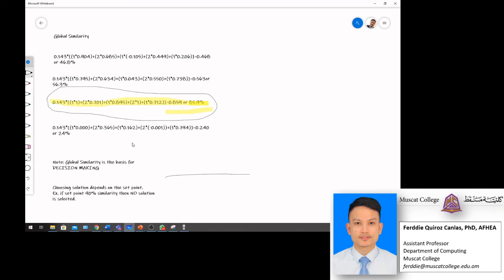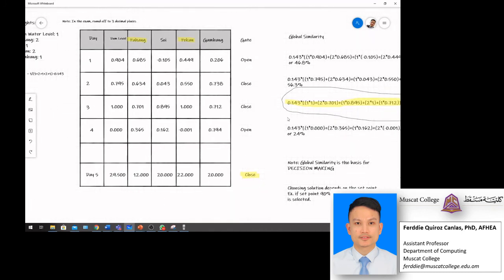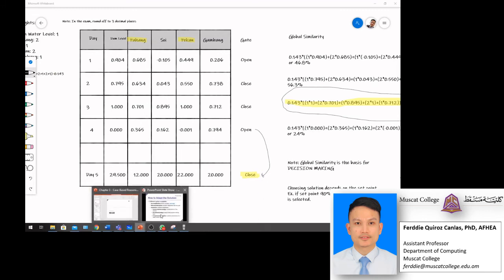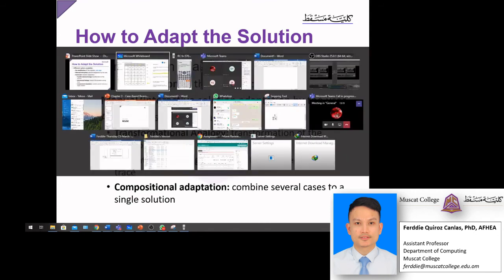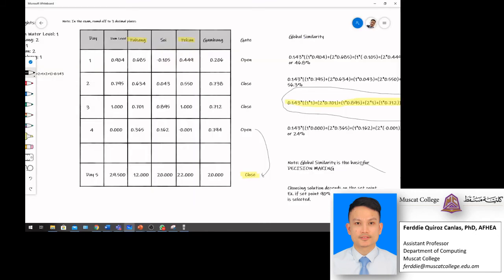Simply, what we will do is we will write close here. We will adopt the solution which is close, and we will put it here. So that's the adopt. Or if you want, you can do the manual or interactive solution, or you can make some programs to make an automatic solution adaptation. Like what I said earlier, let's say for example, we will adopt the solution if the set point is met. Let's say for example 90%.